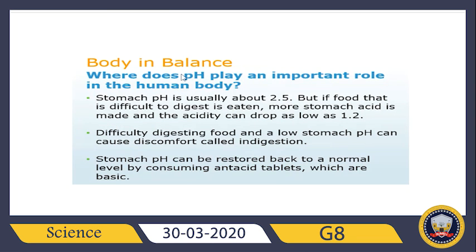So where does pH play an important role in the human body, guys? We have here our stomach. Actually, the stomach produces a kind of acid, which is HCl. And HCl in our stomach is very important. Why? Because it defends against the microbes, since most of the microbes cannot survive in an acidic solution.